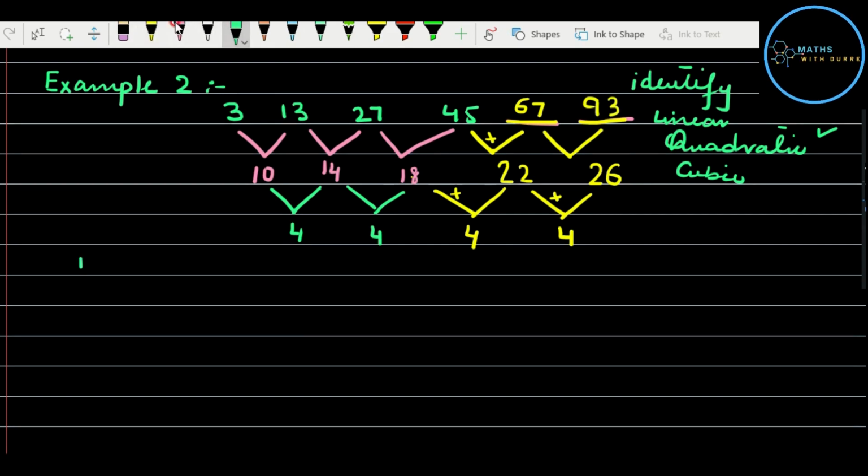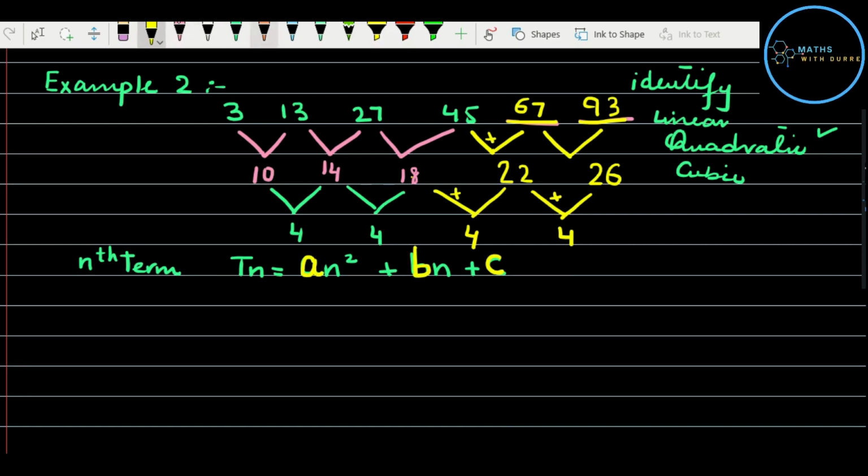Now we will calculate the nth term. To calculate the nth term, we know its general formula. Its general formula is T_n, where T stands for term and n stands for nth, equals an² plus bn plus c. So here we basically need to calculate the coefficient of n², a, the coefficient of n, b, and this constant c.